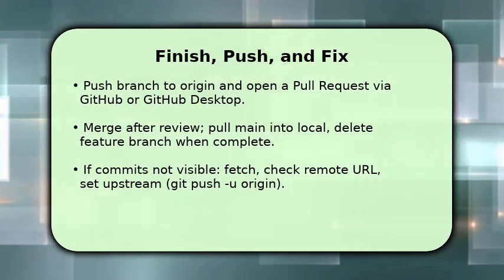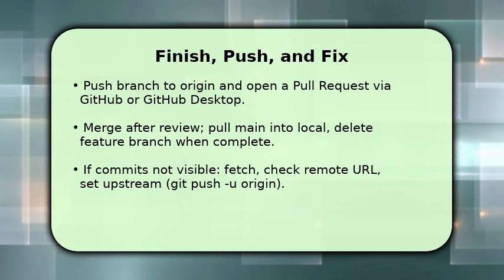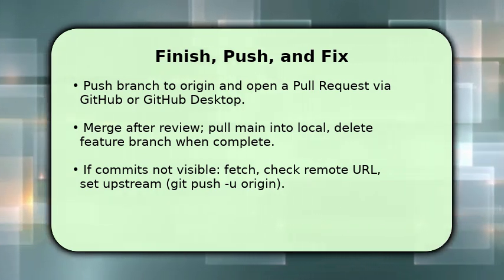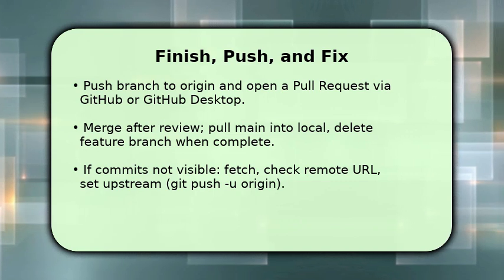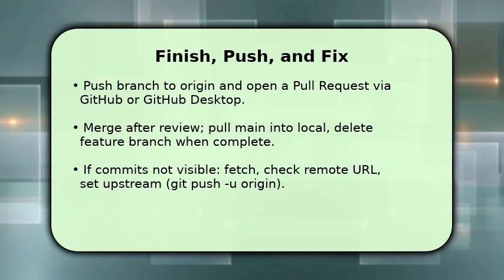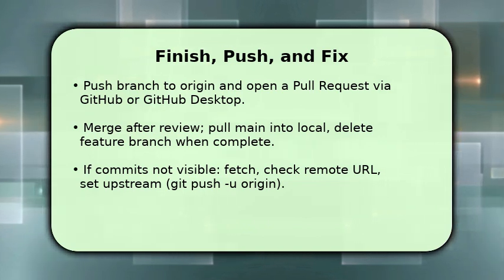remote feature branches. If something goes wrong, commits not showing or push rejected, fetch remotes, verify the remote URL and authentication, and set the upstream with git push -u origin branch-name to resolve missing upstream issues.